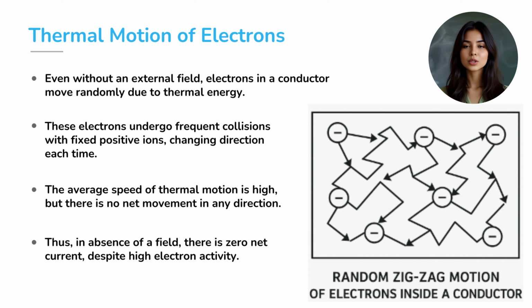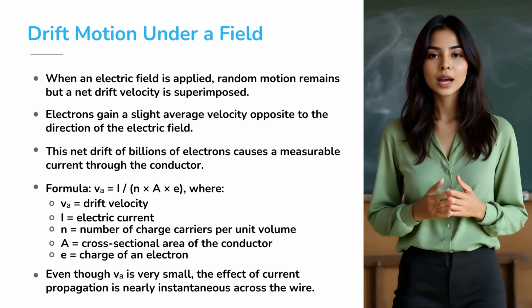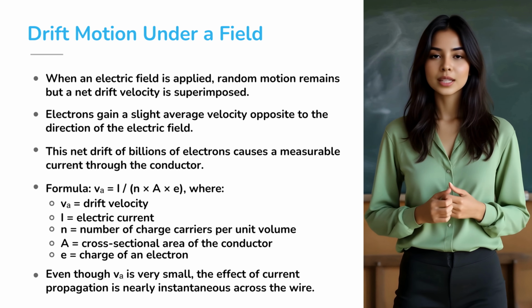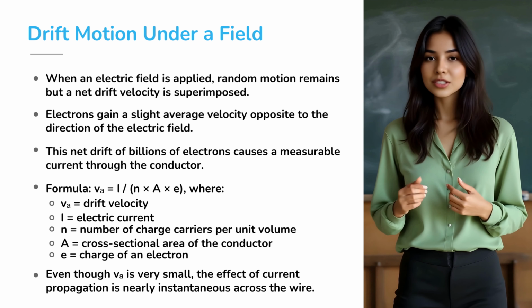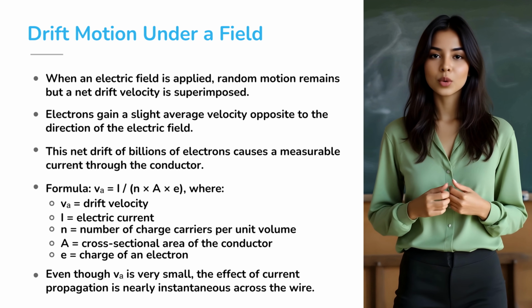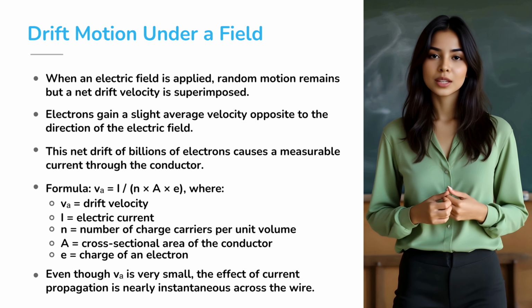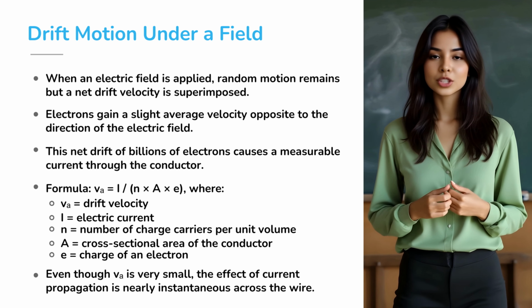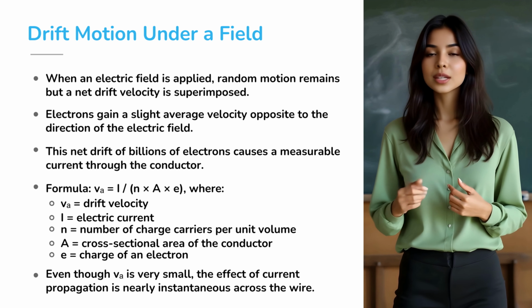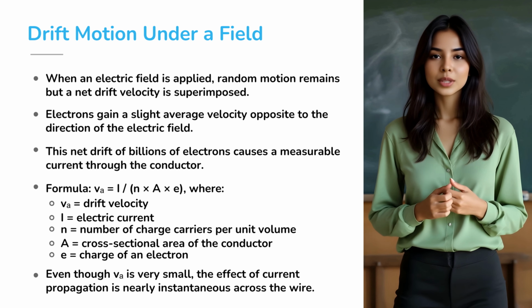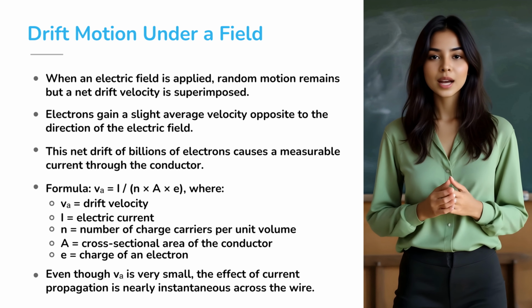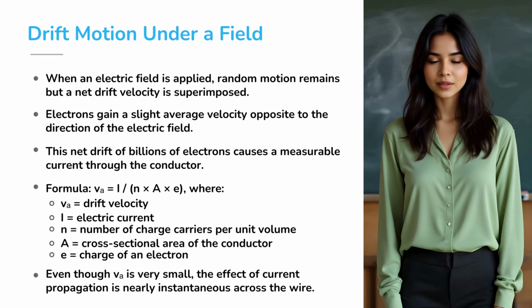So, while electrons are moving constantly, they do not form a current unless there is a direction, and that direction comes from the electric field. Now let's see what happens when an electric field is applied. The electrons still move randomly due to thermal motion, but they also start drifting on average in a specific direction, opposite to the electric field. This average speed is called drift velocity, and it is denoted by v sub d.